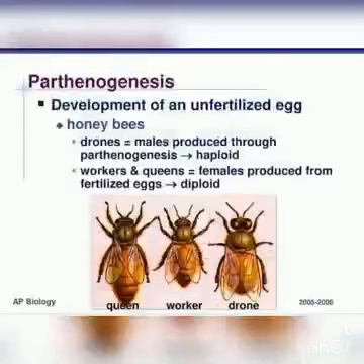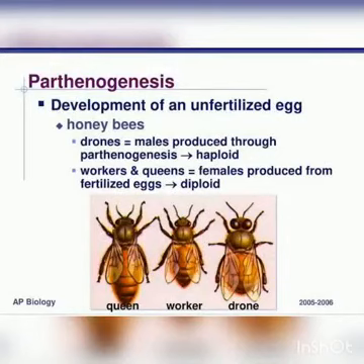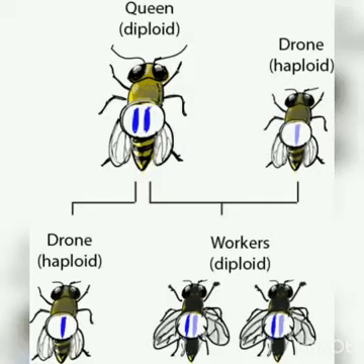whereas unfertilized eggs develop into males, that is drones, by parthenogenesis. What is meant by parthenogenesis? Development of an egg without the act of fertilization. It means that the males have half the number of chromosomes, haploid, and the females have double the number, that is diploid. Hence the name haplodiploid. Haploid means 1n, diploid means 2n.